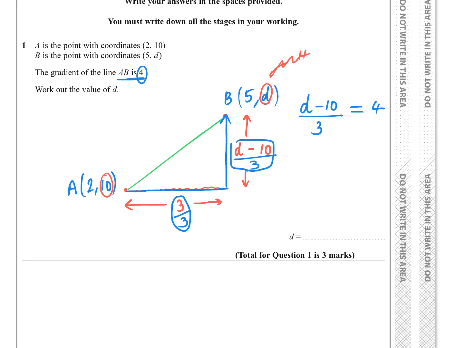So what do we do next? Well, we just solve the equation. So times both sides by 3 and add 10. So d is 22.